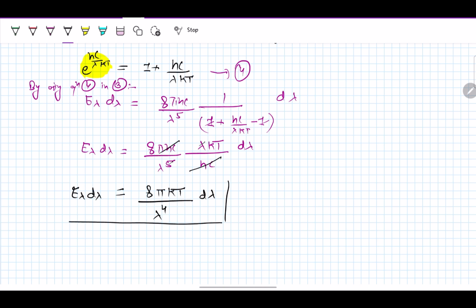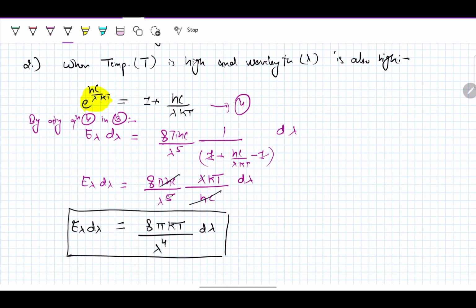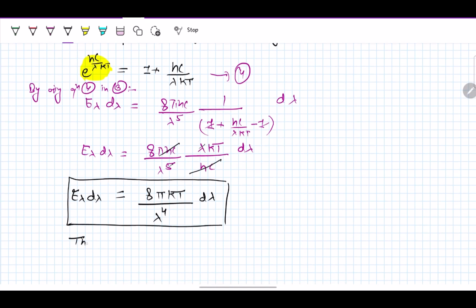And this is the value of E lambda d lambda. So this is the energy density in the case of very high temperature and very high wavelengths. We can use this formula to find the energy density, and this is known as Rayleigh-Jeans law. This is known as Rayleigh-Jeans law.